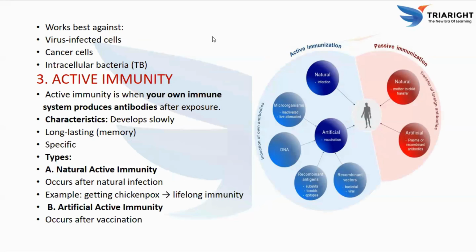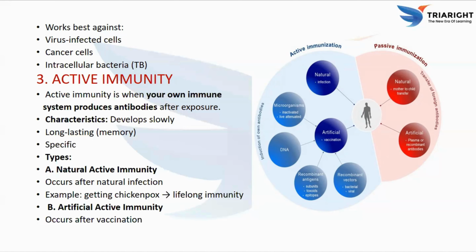So next, active immunity. So what is active immunity? It happens when your own immune system is stimulated to produce the antibodies and memory cells after exposure to an antigen. In simple words, your body fights, learns and remembers the germ, right? So what happens next time the germ comes? Your body responds faster and stronger. In the same way, the active immunity works.